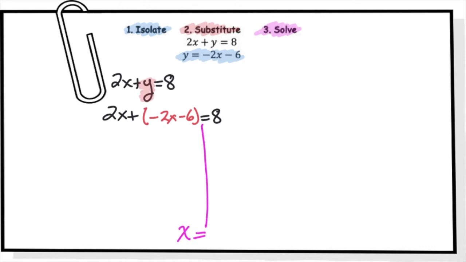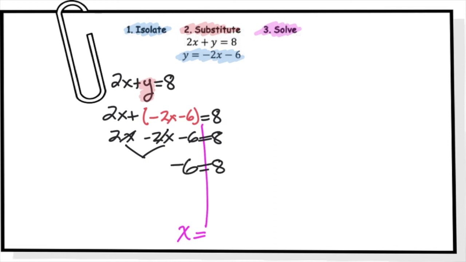So parentheses first, we have a positive 1 multiplying negative 2x. So that is negative 2x, and that is going to remain as a negative 6 as well. And we're going to drop our 2x from right here, equals 8. So let's combine like terms. So 2x minus 2x, they cancel. And we have left negative 6 equals 8.